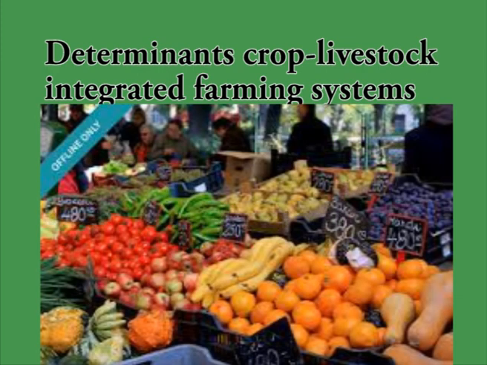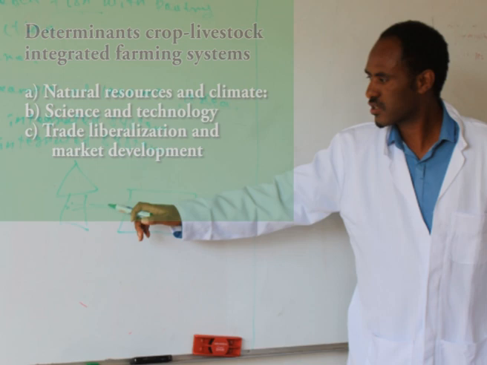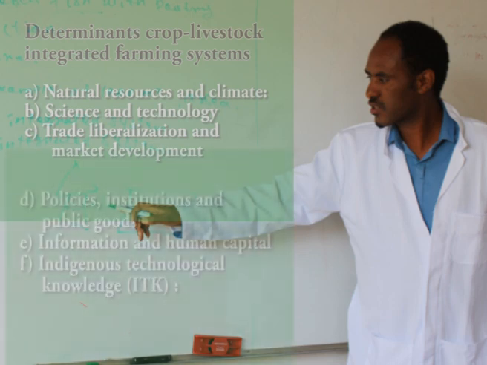Trade liberalization and market development is also another determinant of crop-livestock integrated farming systems. The availability of new production, post-harvest and transport technology will change the demand pattern due to delivery of new product or established product in a new form to the market.